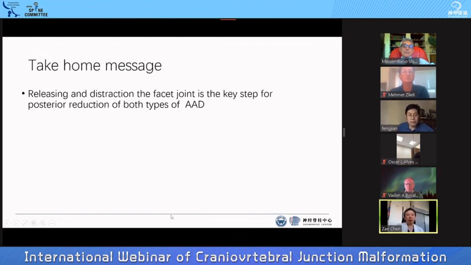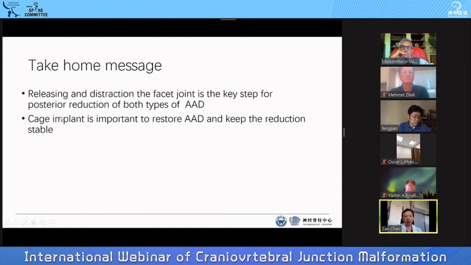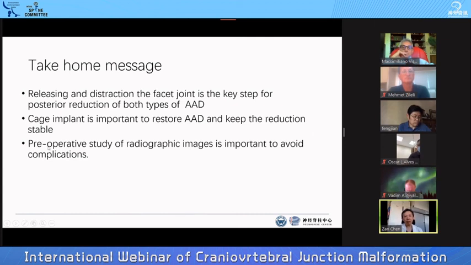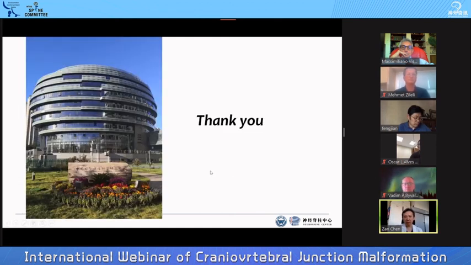So to summarize, releasing and distraction between the facet joint is a key step for posterior reduction for any kind of Atlanto-axial dislocation. Cage implantation is very important to restore C1-C2 dislocation and keep the reduction stable. Pre-operation study of the radiological images is important to avoid complications for this kind of surgery. Thank you.